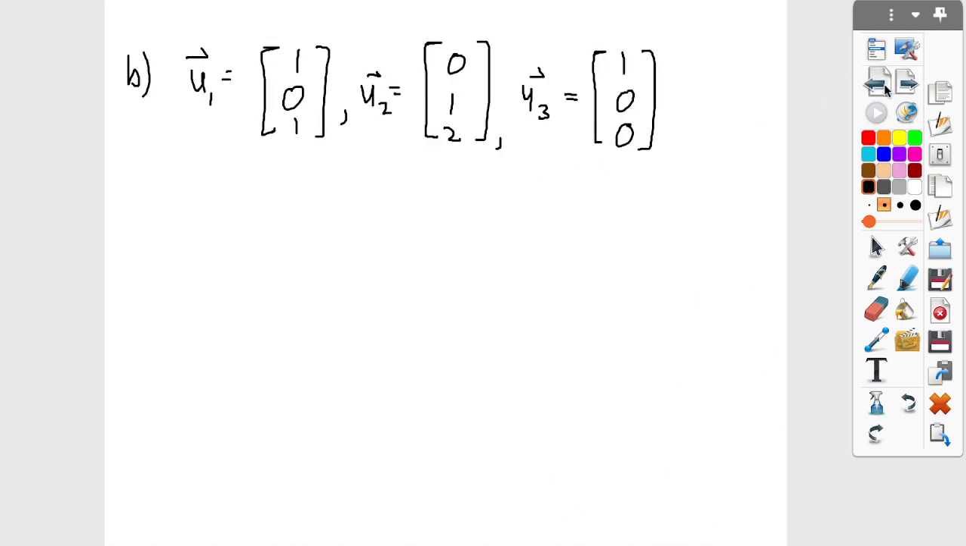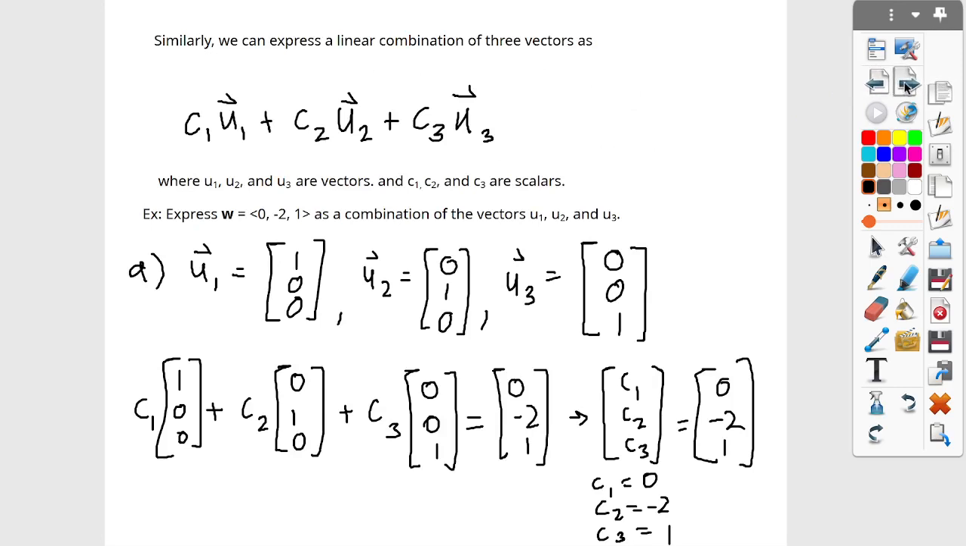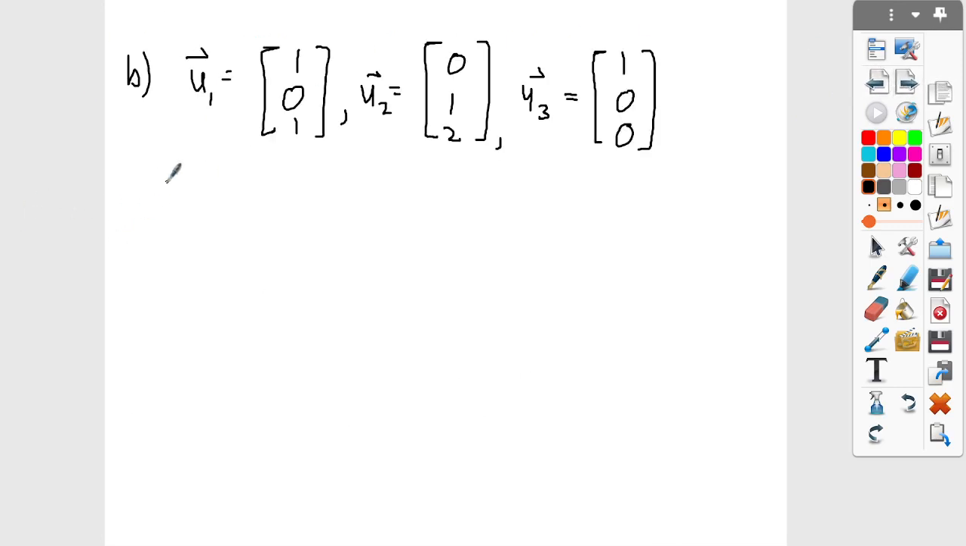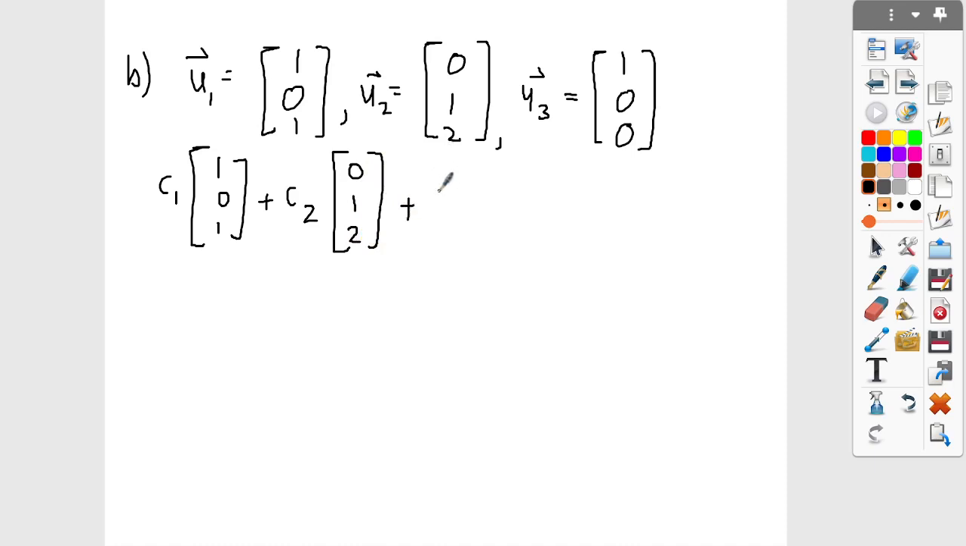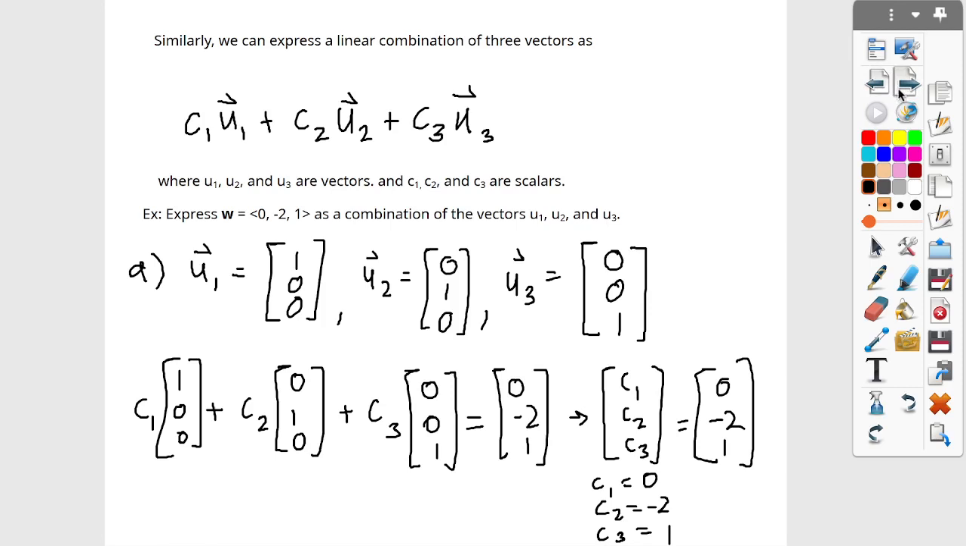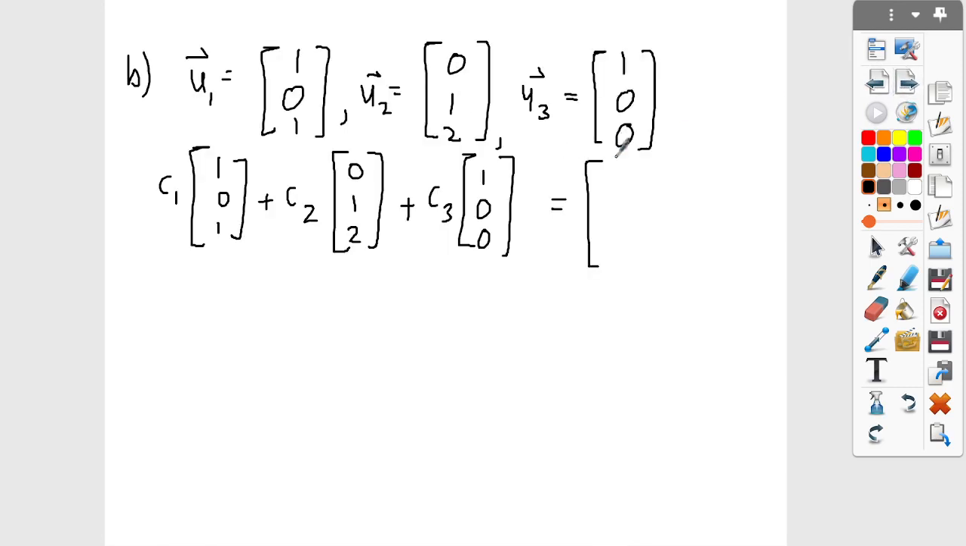Now what about this? This is the last question. Now it's a little bit harder. So C1 times <1, 0, 1> plus C2 and C3 times the other vectors. This is not a standard basis. This is a non-standard basis. One of our vectors is still standard, but it's not a standard way of defining the XYZ plane. The standard way is a vector in the X, a vector in the Y, a vector in the Z, and they're all unit vectors. These aren't. So it's a little bit harder, but we can still express them as a linear combination. So this is equal to <0, -2, 1>.